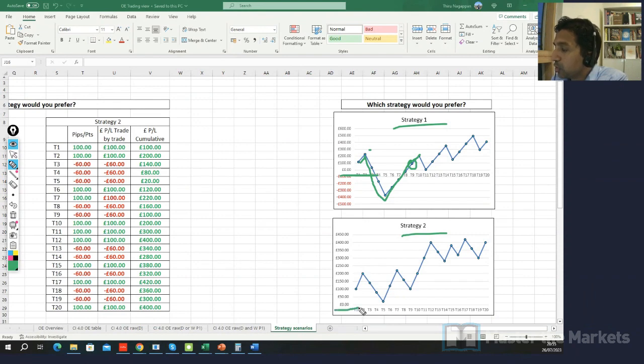Whereas in strategy number two, right, you see, for example, it doesn't really even go below your initial account capital. It went to 200, came back down, and then by trade 7, it's taken a new peak. It's taken out that peak, and then off it goes.